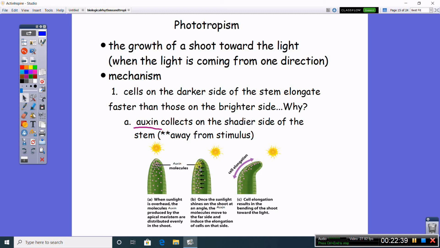Okay? So remember, the collection of auxin causes these cells to elongate faster than these, which makes the stem bend and grow towards the sun in this direction. Here, when the sun is directly overhead, notice that the auxin molecules are pretty much equally distributed on both sides. So that's why you don't see the stem bending in one direction versus another. Okay? So the auxin collects on the shadier side of the stem and causes cells there to elongate faster than those on the sunnier side of the stem.